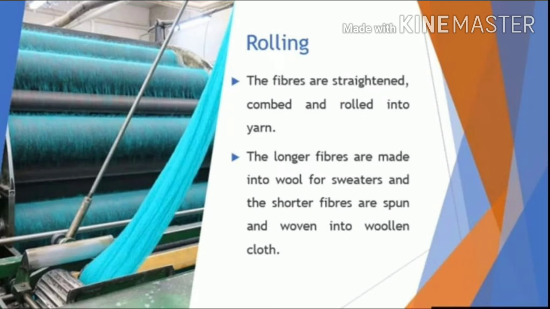The last step of obtaining wool is rolling. In this process, the fibers are straightened, combed and rolled into yarn. The longer fibers are made into wool for sweaters, and the shorter fibers are spun and woven into woolen cloth. So students, the longer fibers are used in making sweaters, and the shorter ones in texture are used to make woolen cloths which we can use.